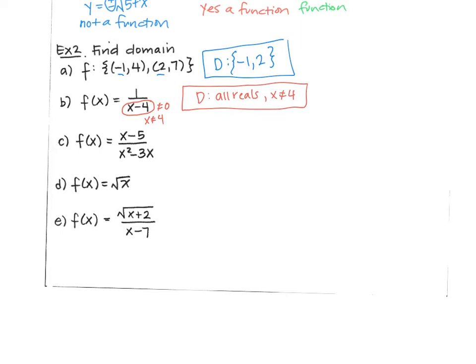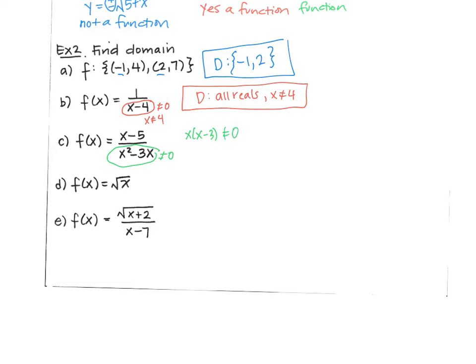Okay, the next one is also a rational function. When it's a rational function, again, what do we care about? We care that the denominator cannot equal 0. If you can do it in your head, I'm fine with it. I think I'm going to show a step real quick. Let's see, x squared minus 3x factors to x times x minus 3.